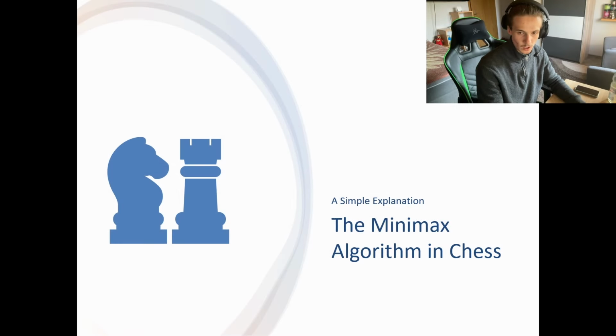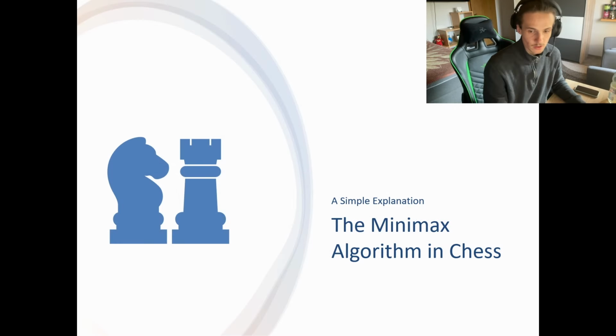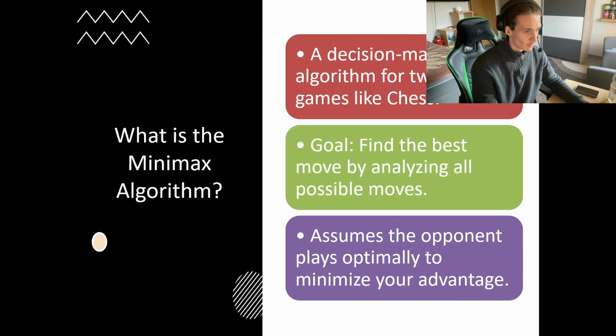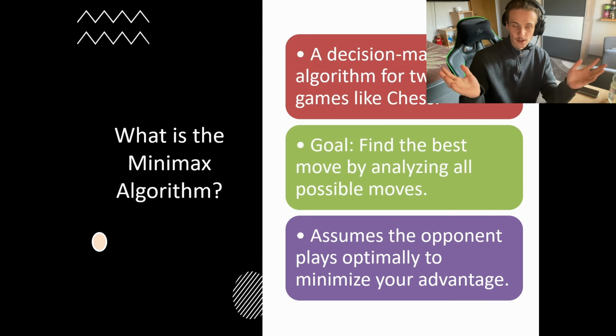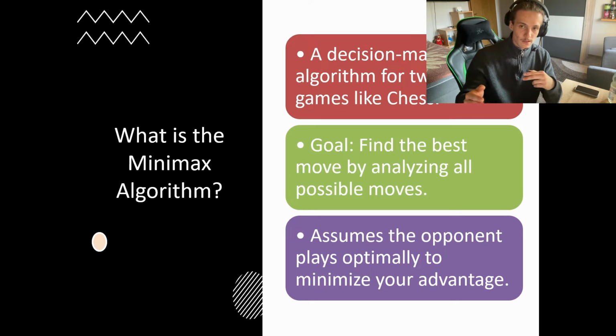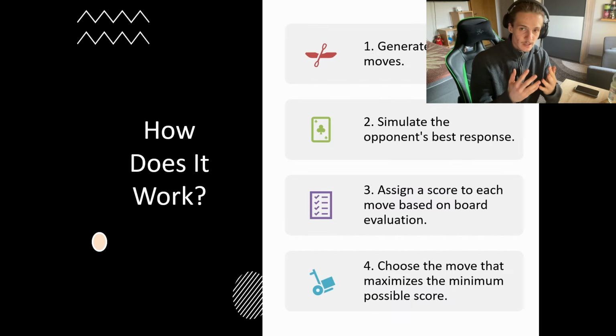Okay, so now I'm gonna explain the Minimax algorithm to you with a PowerPoint presentation. First of all, the Minimax algorithm is a decision-making algorithm for two-player games like chess, and the goal is to find the best move possible. The idea is to evaluate all the moves and choose the best one with the best outcome for the player, and it assumes that the opponent plays perfectly. It first generates all possible moves, then as I said, it simulates the best response that the opponent could make.